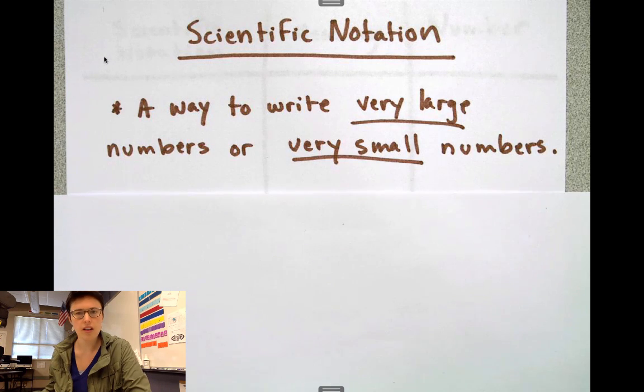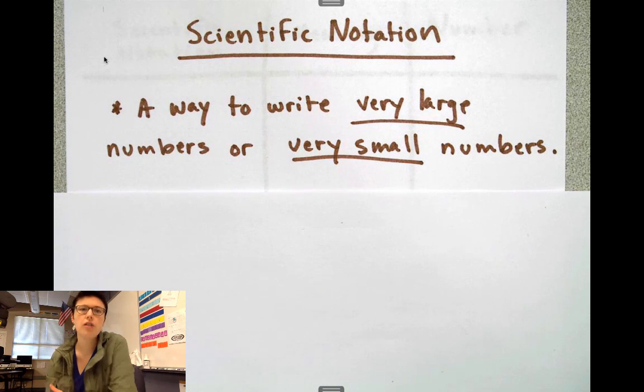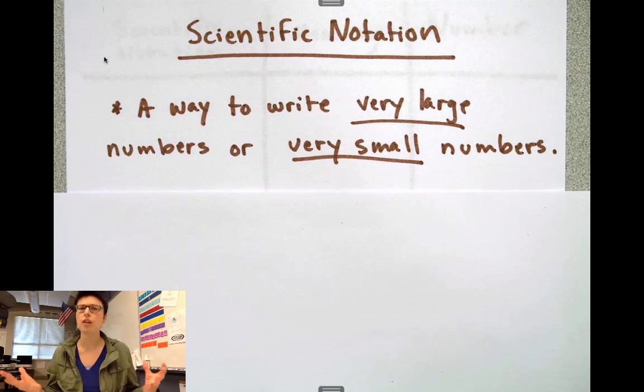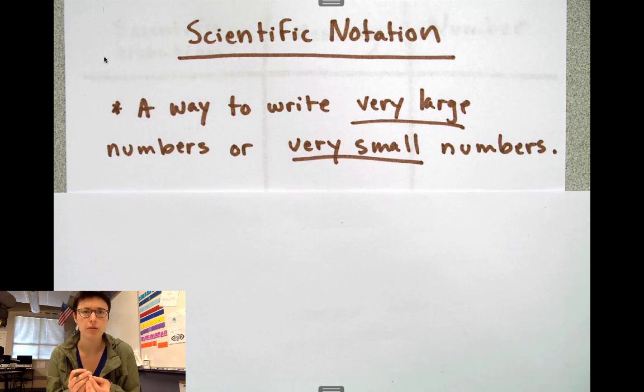And here's a definition. Scientific notation is a way to write very large numbers and very small numbers. In science, we often collect a lot of data and we often investigate things that have these huge numbers or these really, really tiny numbers. And sometimes it's nice to have an easier way to write those numbers. So that's what scientific notation is. Notation means it's a way of writing, and it's a way of writing very large and very small numbers.